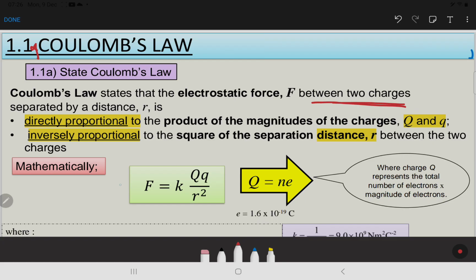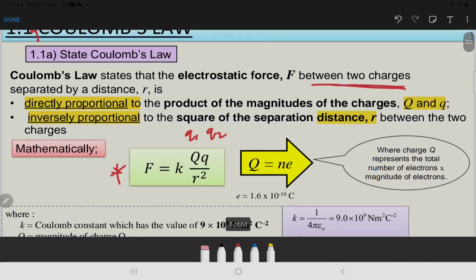So basically the equation we have is F equals k Q q, with capital Q and small letter q. If you refer to different books, some books have Q1 and Q2. That means you have two different charges interacting with each other, and then we will have a force acting in between them.